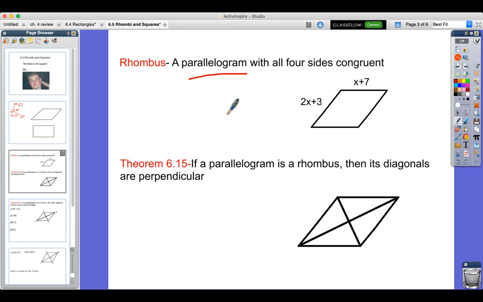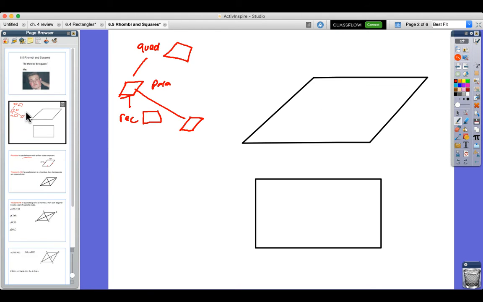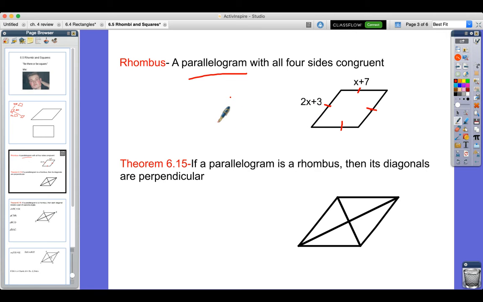So all the things about parallelograms are true, but all four sides are equal to each other. Like a rectangle, all four sides are equal to each other. Unlike a rectangle, this does not have right angles. So that's what makes it different than a rectangle. But it's a parallelogram, so it comes off the parallelogram tree, straight from the parallelogram. But all four sides are congruent.